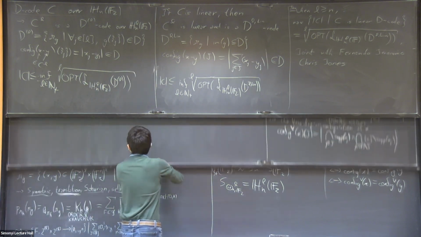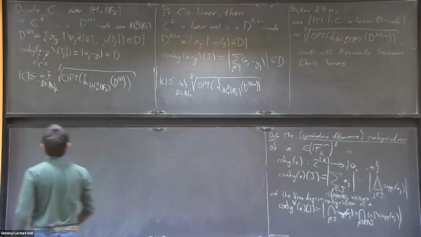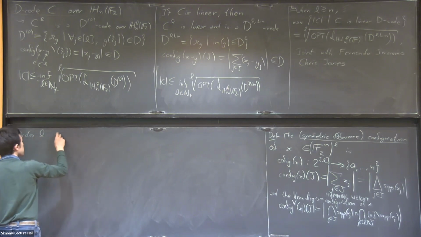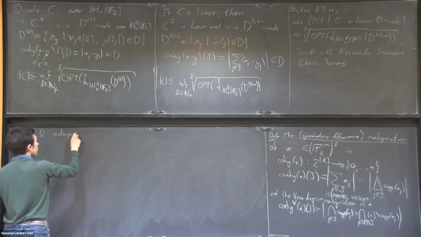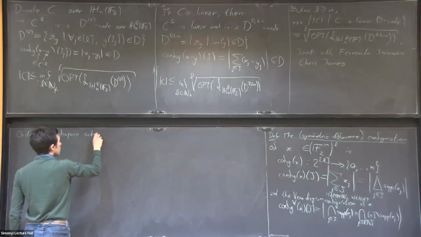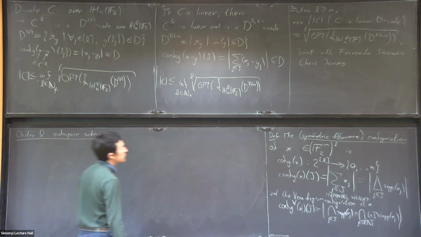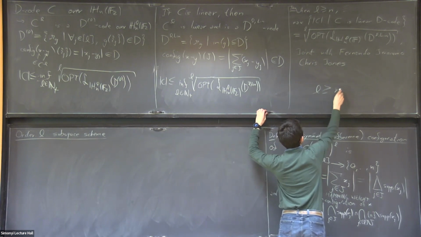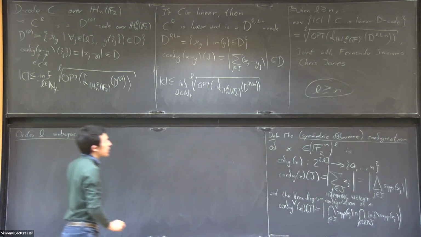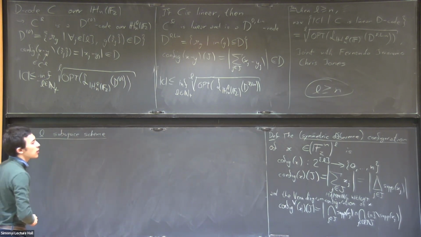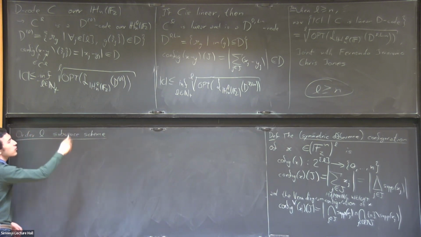So let's see. This is what I'm going to call the order L subspace scheme. And from now on, I will be assuming that L is always greater than or equal to N. You can define these things for L less than N, but some technicalities start popping up, and I'm not going to bother too much about this. But I will be doing it over non-binary fields, because I think all the technicalities that make things complicated for general fields already go away by this stage.